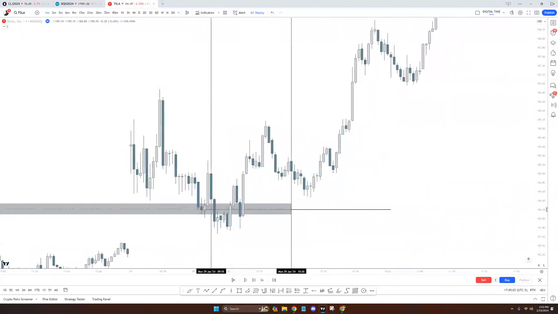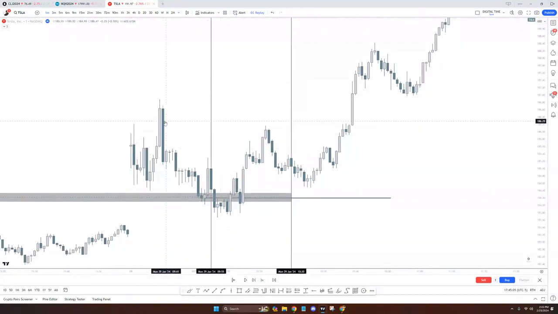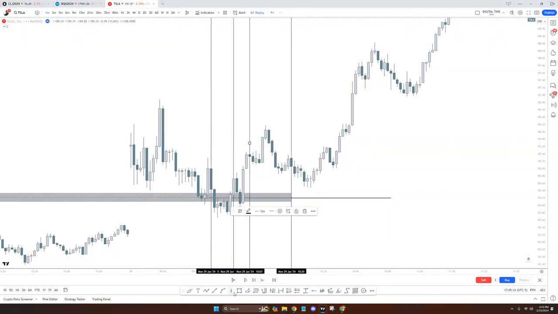And when we include time in this low resistance liquidity forms right here, what time do we expect a move to occur? 10:02, 10:07, 10:12.